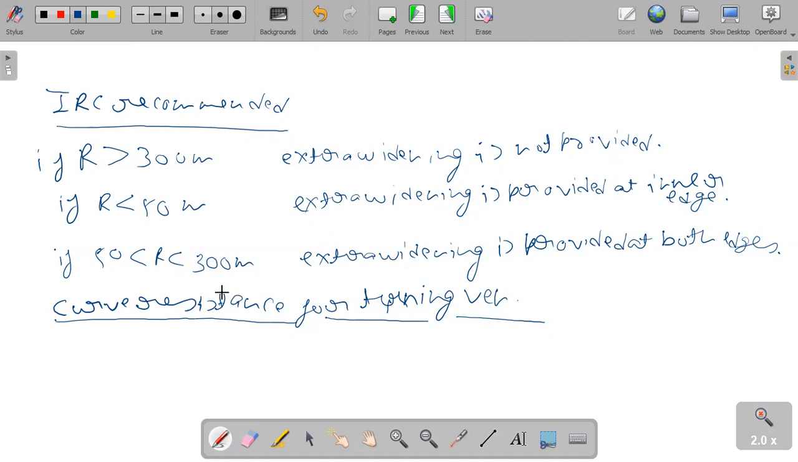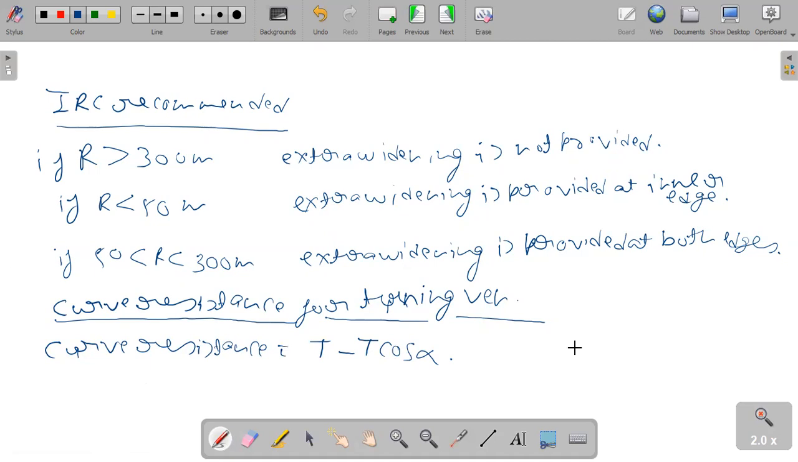The direction of rotation of the rear and front wheels is different, so that's why we need to give a curve resistance there. So curve resistance is equal to T minus T cos alpha. This is the formula of curve resistance.